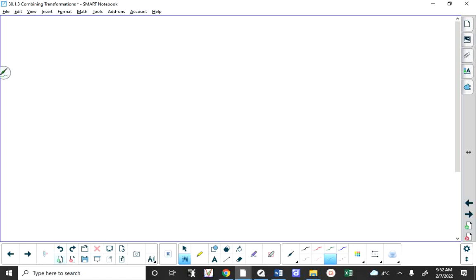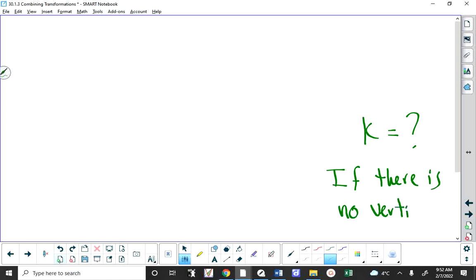So I'm asking everybody, what is K if there is no vertical shift, translation? And this is important enough for me to just really slow down and shift gears.